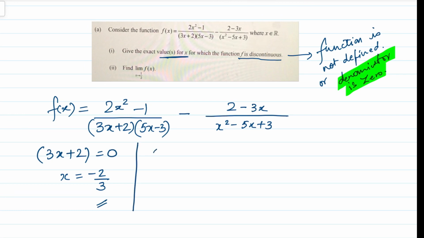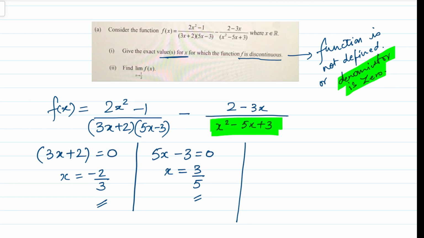The second could be the other bracket, which is 5x minus 3 equals 0. So if that is 0, then x is equal to 3 over 5. That is the second value. The third value is from the other denominator that we have, which is x squared minus 5x plus 3 equals 0.